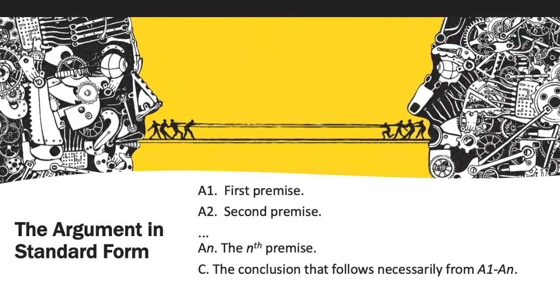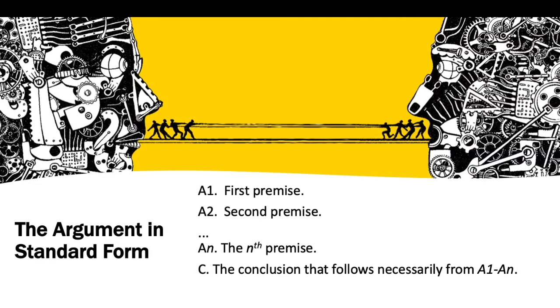If you put the argument in standard form, the result will look something like this. You're going to have the first premise, the second premise, and then the final premise in your argument, leading up to the conclusion that follows necessarily from all of the other premises in the argument. So that is an argument in standard form.